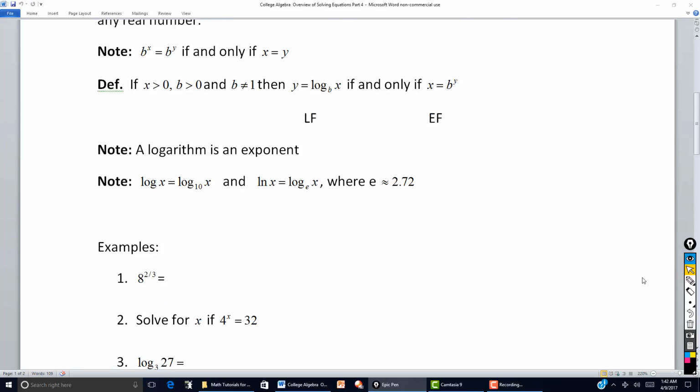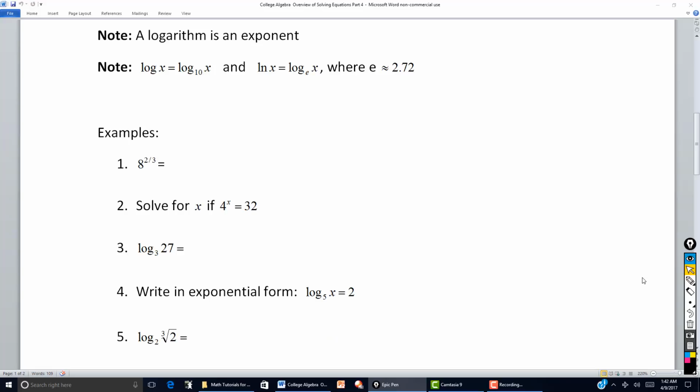Okay, so here are some examples again. Just a basic exponential: 8 to the 2/3 power is equal to what? Okay, a couple of ways to do this. Let me set it up this way and say 8 is the same thing as 2 to the third, and then the exponent is 2/3.